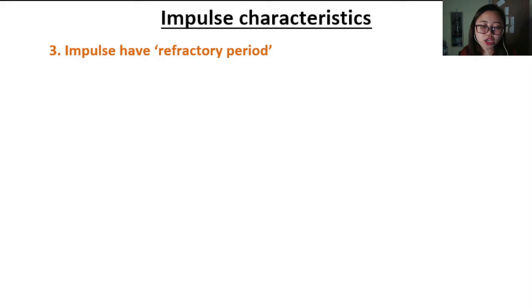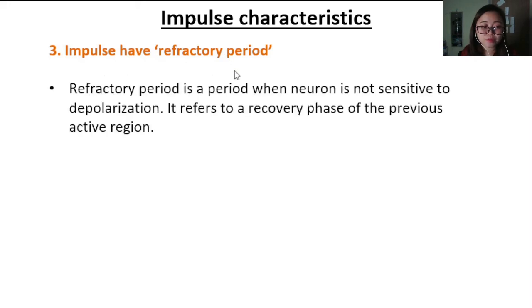Third characteristic of impulse is that impulses have a refractory period. Refractory period macam dia perlukan masa untuk dia sendiri pulih. Refractory period is a period when the neuron is not sensitive to depolarization. It refers to a recovery phase of the previous active region. So kalau kawasan itu baru saja dapat menghasilkan action potential, dia perlukan masa untuk rehat sebelum dia dapat hasilkan action potential yang seterusnya.